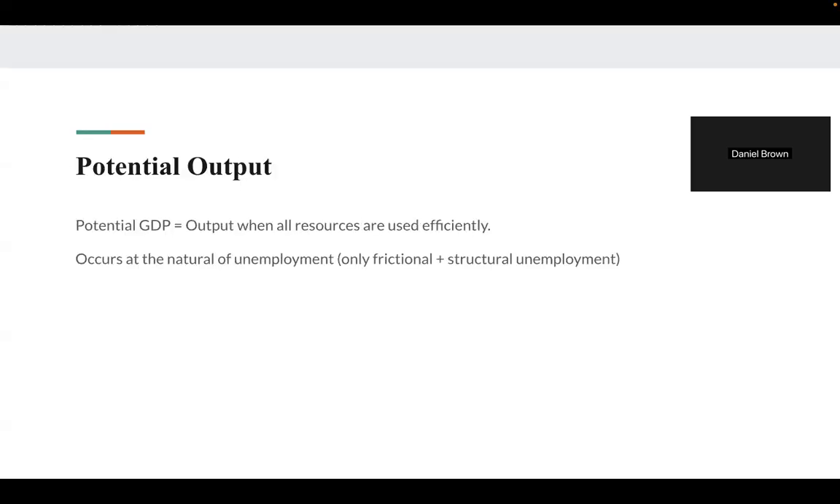As for potential output, this is also called the full employment output. This is the level of real GDP the economy can produce when it's using all of its resources efficiently. Think labor, all of that.